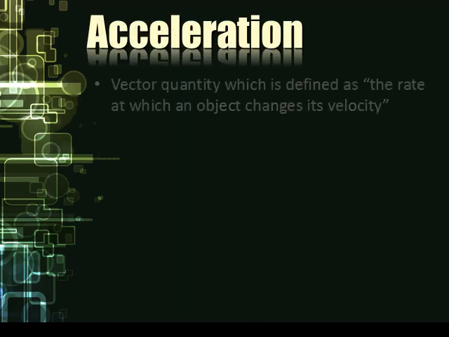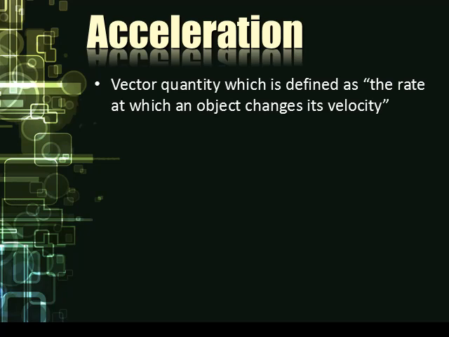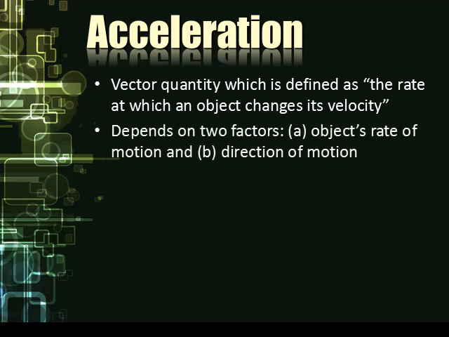Okay, so this time let's have acceleration. So acceleration is a vector quantity and it is defined as the rate at which an object changes its velocity. So meron tayong dalawang factors na nakaka-affect sa acceleration. So ito yung the object's rate of motion and the direction of motion. Since diba sabi natin yung acceleration is a vector quantity, and remember that vector quantities have numbers and units and they also have direction. Kaya dito yung isa, itong rate of motion refers to the number. And then, of course, you have the direction.